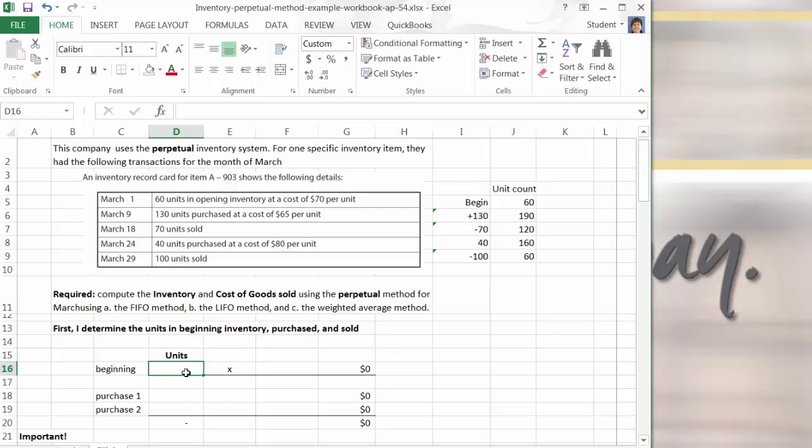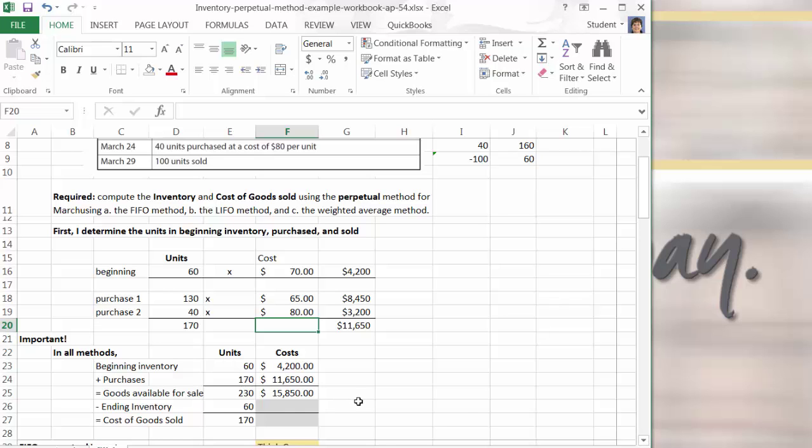In our case, our beginning inventory is 60 units times a cost of $70 per unit, or $4,200. There were two purchases. We purchased 130 units at $65 per unit, or $8,450. And on March 24th, we purchased an additional 40 units at $80 for $3,200, total of $11,650. And no matter which valuation method we use, this will always be the case.